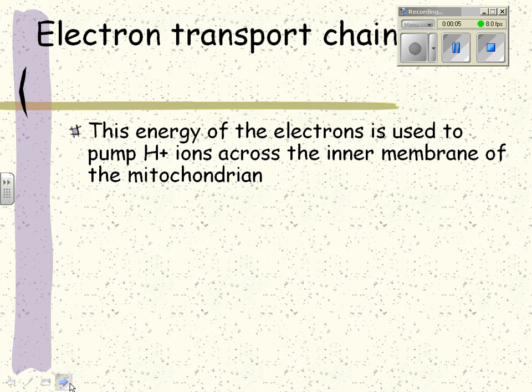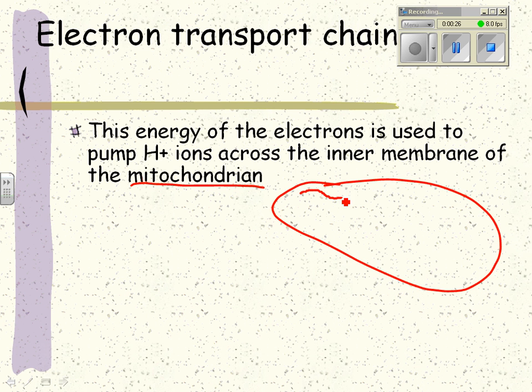14 then is where the energy of electrons is used. I'm not going to ask you to regurgitate this on a test in detail, but I want you to see the complexity of it. Inside of the mitochondrion, which looks like this, there's a membrane inside of it. I'm going to make it very diagrammatic. Okay?